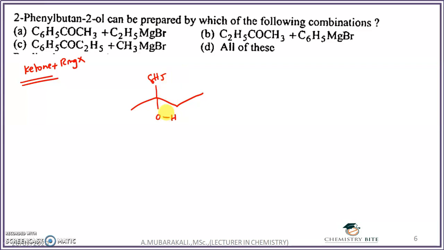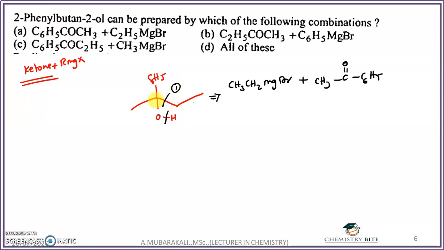For example, if I break the bond here, this part will come out in the form of CH3CH2, which comes along with the Grignard reagent CH3CH2MgBr. Another one, you will get the ketone that is CH3-C=O-C6H5, the acetophenone. So this is the first chance.